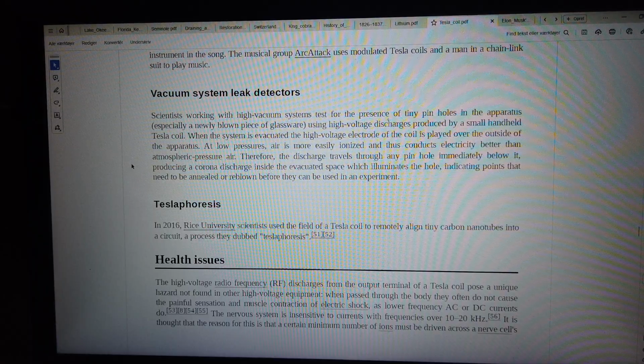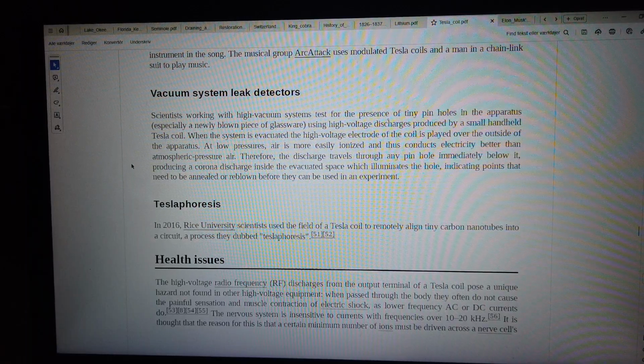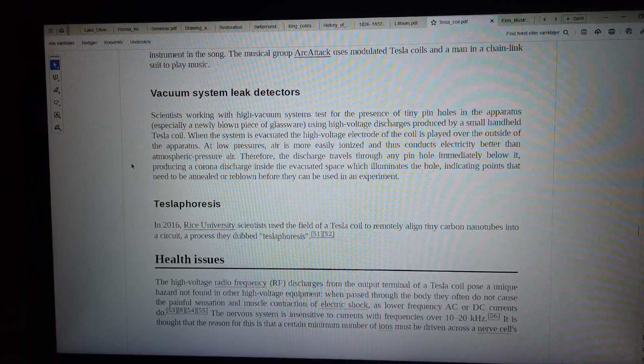Tesla forces. In 2016, Rice University scientists used the field of a Tesla coil to remotely align tiny carbon nanotubes into a circuit, a process they dubbed Tesla forces.